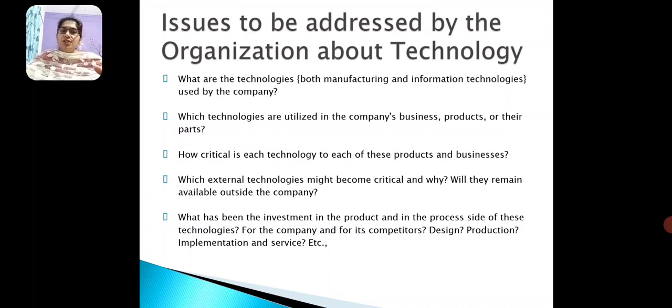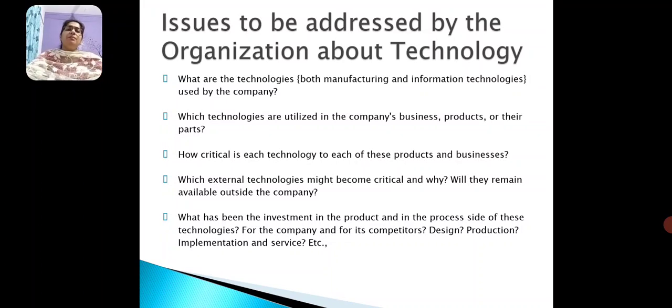Then which technologies are utilized in the company's business, products or their parts. So right now what is the technology I am using, and what is it that I can use? Is there any gap between this? Then how critical is each technology to each of these products and businesses? Like the new technology which has come up, how critical, how important it is. And again I have to also think about the cost element, the risk element, uncertainty element, and any new technology comes, I have to make background preparation, I have to train my employees, I have to keep the supporting system ready if there is any breakdown of the new technology.